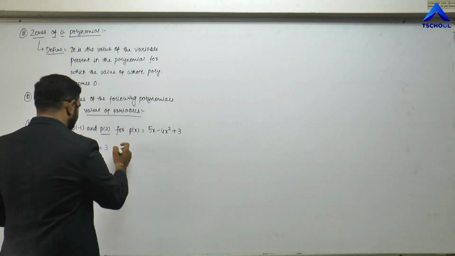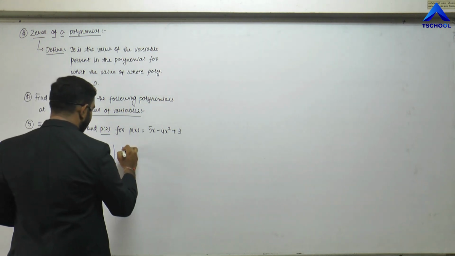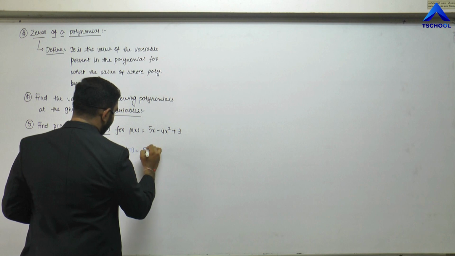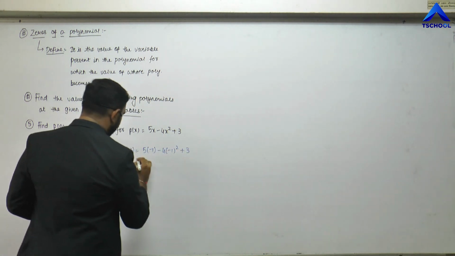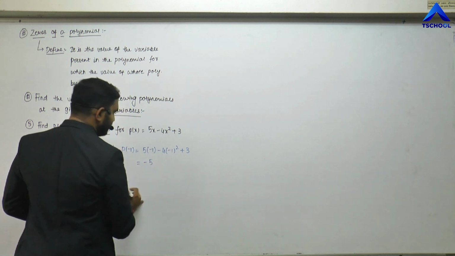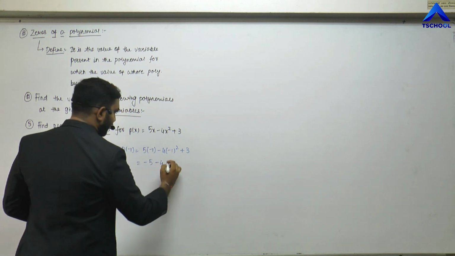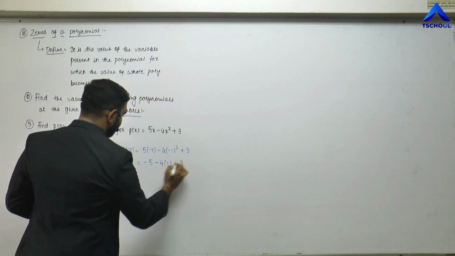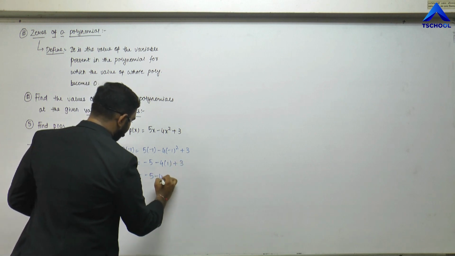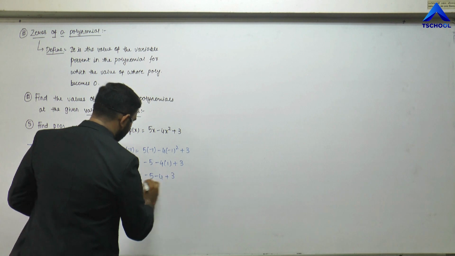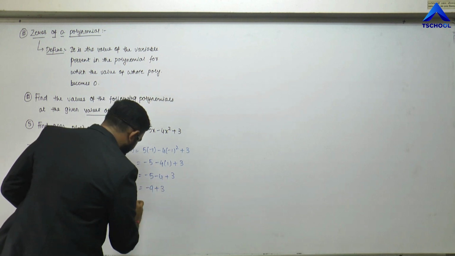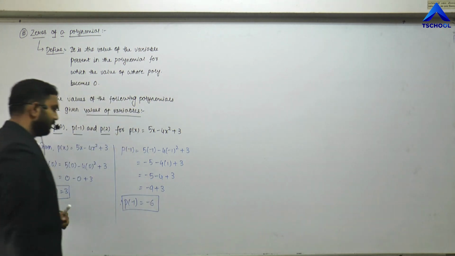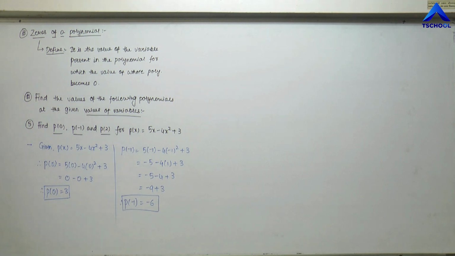Similarly, we can also find out P of minus 1, that is 5 into minus 1 minus 4 into minus 1 square plus 3. 5 into minus 1 is minus 5, minus 4 into minus 1 square is minus 4, plus 3, that is minus 5 minus 4 plus 3, minus 9 plus 3, and hence P of minus 1 is equal to minus 6. Clear with this, friends?